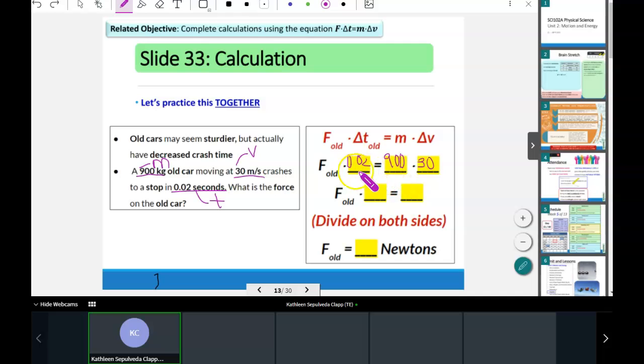The way to simplify is, first of all, we want to simplify the side that actually has two numbers. This side only has one number, that has F times 0.02. So I'm going to leave that one alone for right now, but I'm going to multiply 900 times 30. When I multiply 900 times 30, what do I get? You actually have to get your calculator out for this one. They're going to be some pretty big numbers.